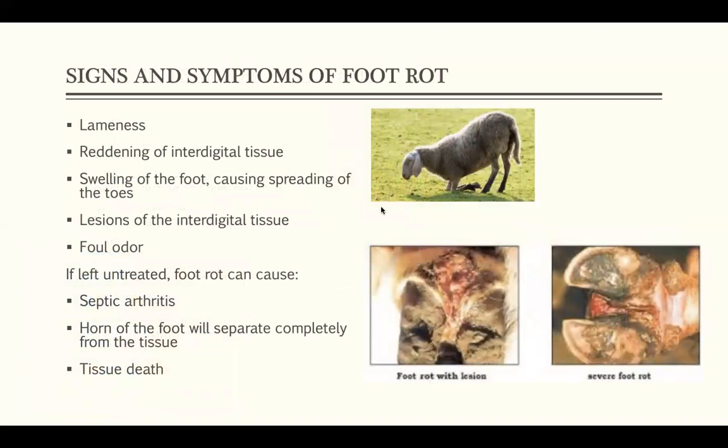So the signs of foot rot are, along with those telltale signs of the black tar of the Porphyromonas levii, you'll find lameness, reddening of the interdigital tissue, swelling of the foot, causing spreading of the toes, lesions of the interdigital tissue, and foul odor. If left untreated, foot rot can cause septic arthritis, or the horn of the foot will separate completely from the healthy tissue and therefore cause tissue death or necrosis.